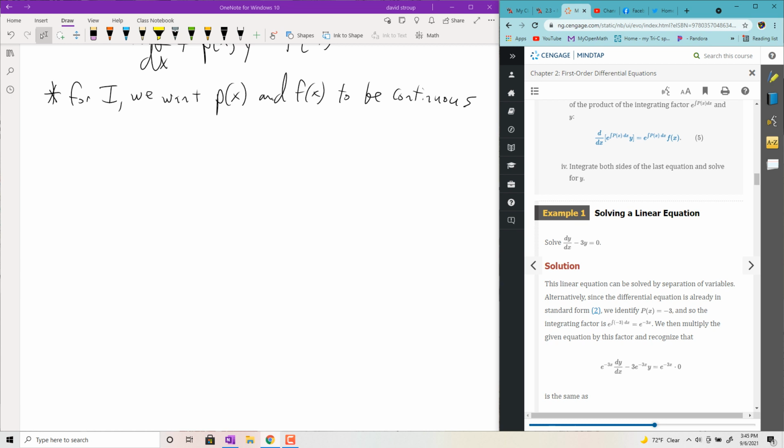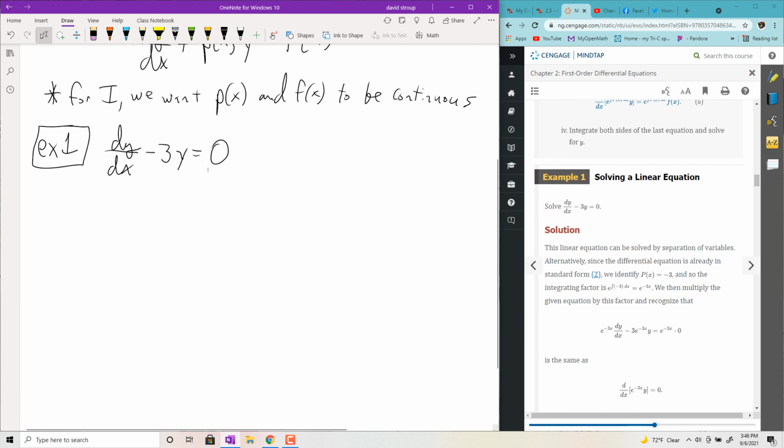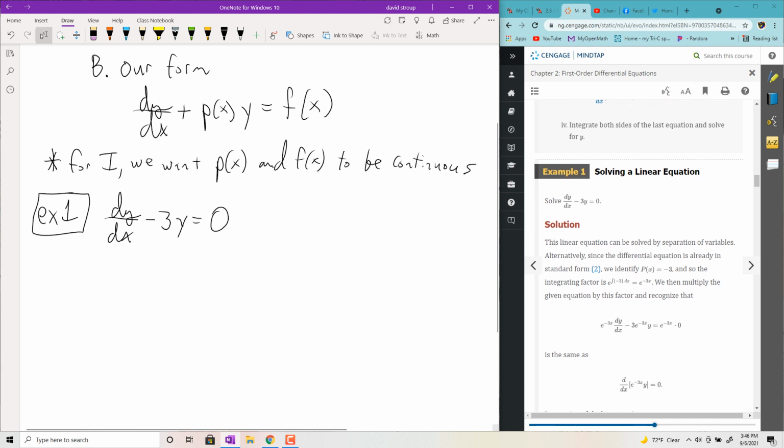Okay, so let's go ahead and look at example 1 here, and I will explain by example how this thing works. So we're given our differential equation. It's already in the form that we want. In particular, I'm going to identify p of x and f of x. So p of x, the thing in front of y, is -3. And in this case, f of x is equal to 0. So our interval of definition, I'll take to be -infinity to infinity.